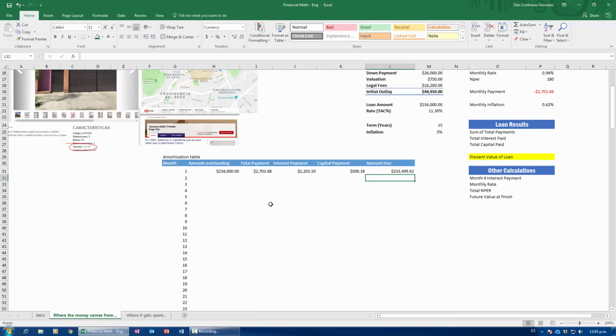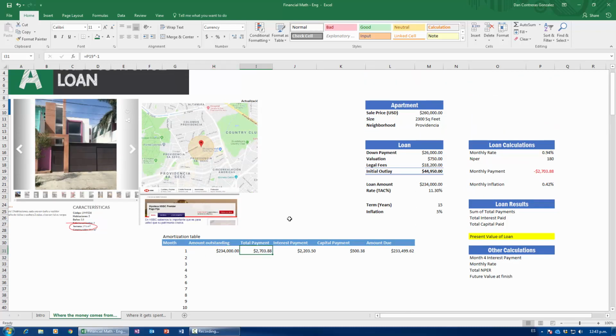But what I'm talking about here is, say, for example, we had $234,000 from the outstanding amount. Now, our Excel formula, PMT, is telling us that we have to pay back $2,700 every month for the next 180 months in order to settle the loan, all right? But most loans are structured in the following way.